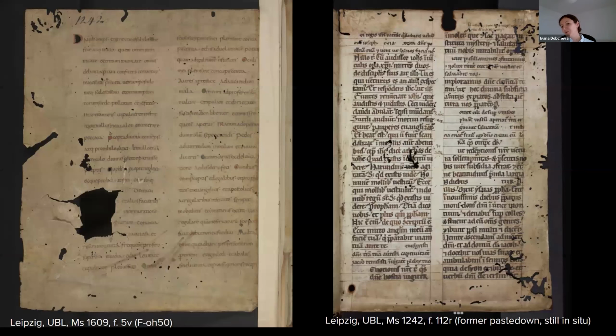Moving to another example, we have again a detached leaf on the left and the one that stayed in situ. Again, one can only speculate which one attracted his interest, because it's Carolingian, while the other is already textualis, so it's a bit later on, although both of them are liturgical fragments.